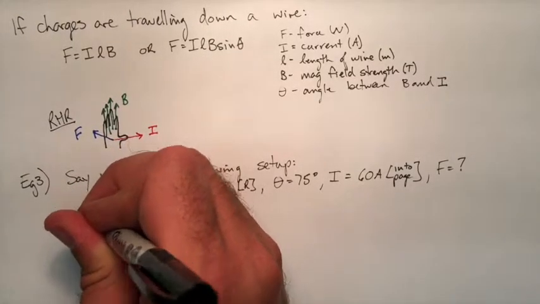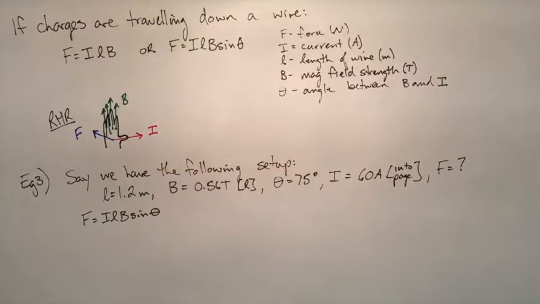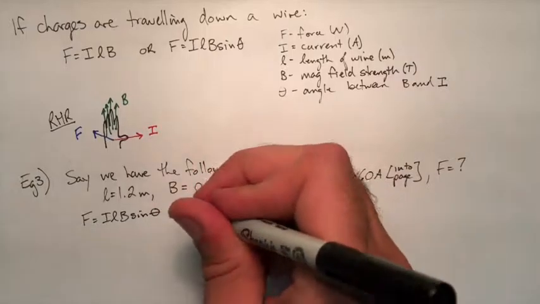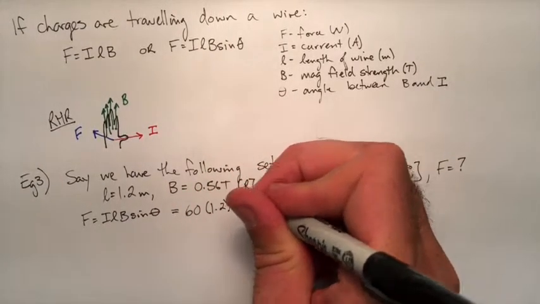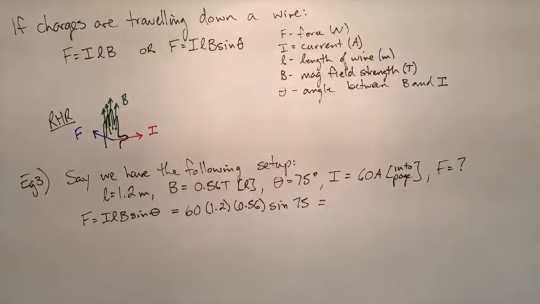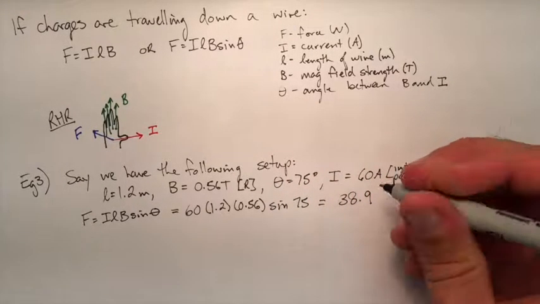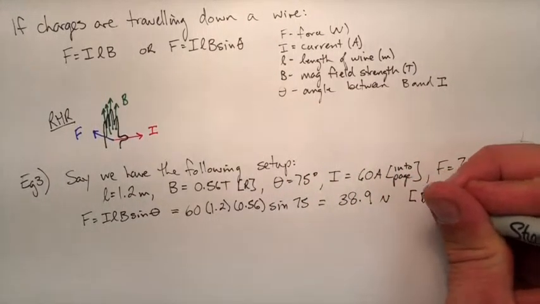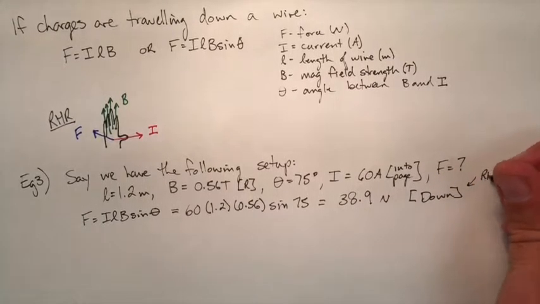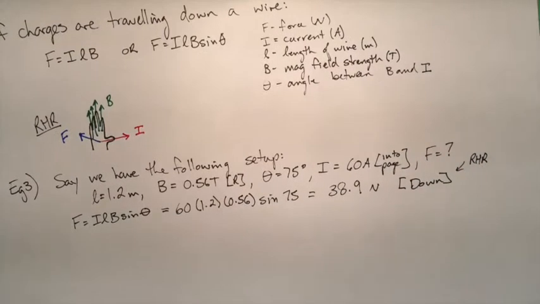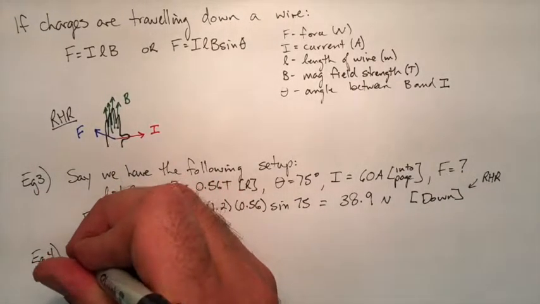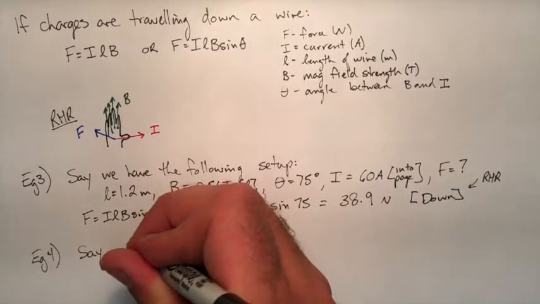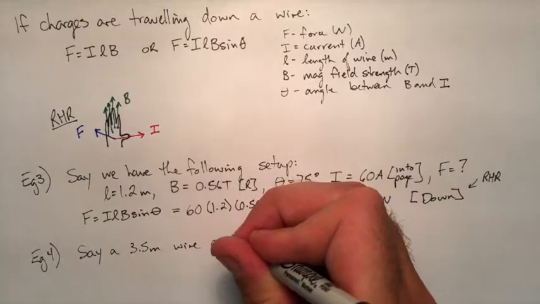So using the equation with the angle, ILB sine theta, we put all our values in and we strictly find the value of the answer, which ends up being 38.9 newtons. Now to find that direction, you put your thumb in the direction of the current, which ends up being into your page. You put your fingers in the direction of the magnetic field, which are to the right, and you'll see that your palm is pointing down the page. So that's the way we get that direction.